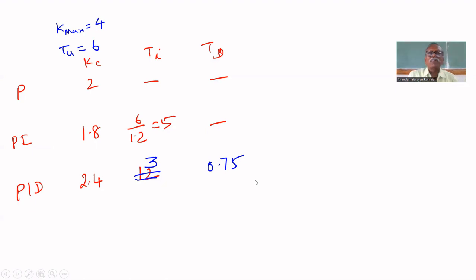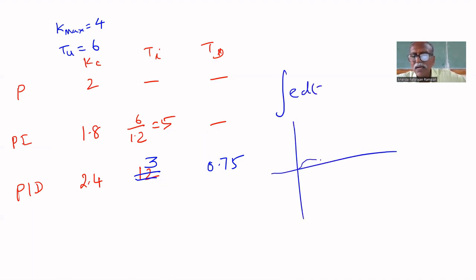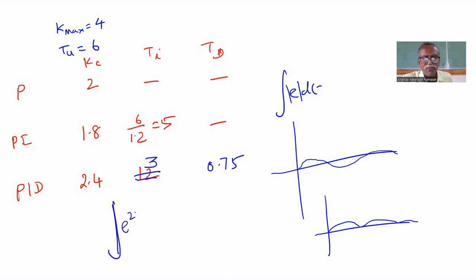Before that, what is integral of error? Integral of e dt means you are finding the absolute error. So the error like this means you are making the graph like this and finding the integral. That is the absolute error. Integral of square error, integral of e square dt, means you are squaring this value.